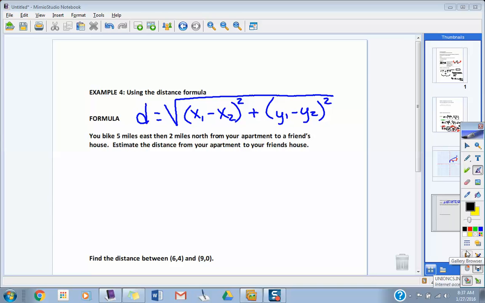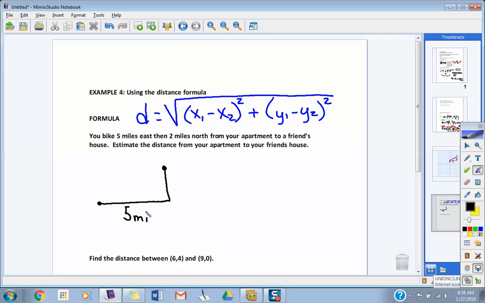How many miles east do you go, guys? 5 miles east. And then how far north? 2 miles. So this distance down here is 5 miles. And this distance right here is 2 miles. Okay. Our job is trying to find that distance along a path from here to here. Okay, that's our job, find that distance.